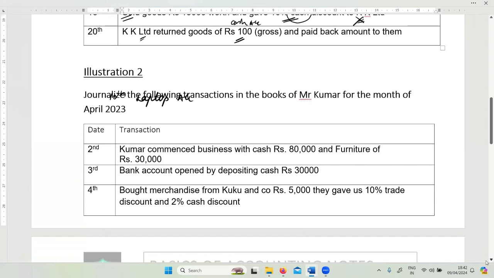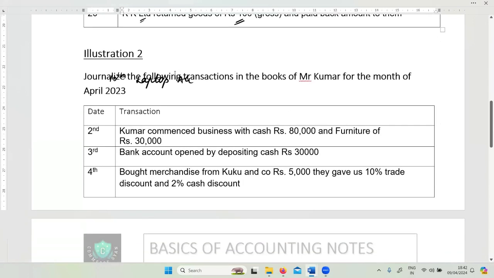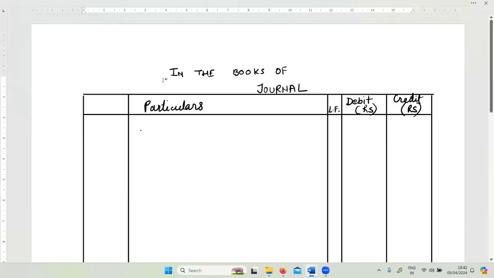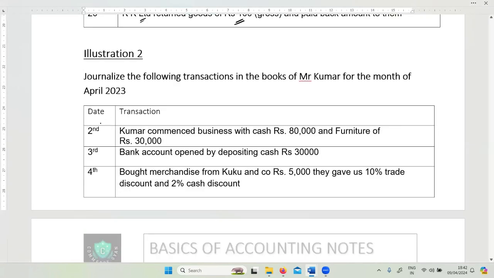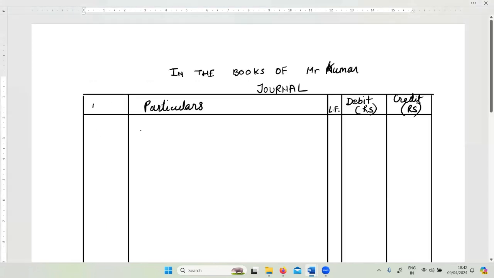Moving on to illustration 2 on complex journal entries. Let's see what the second illustration is speaking about. This is saying journalize the following transactions in the books of Mr. Kumar for the month of April 2023. So we are going to write in the books of Mr. Kumar. And what is the date that we are writing this journal for? Date is April 2023.